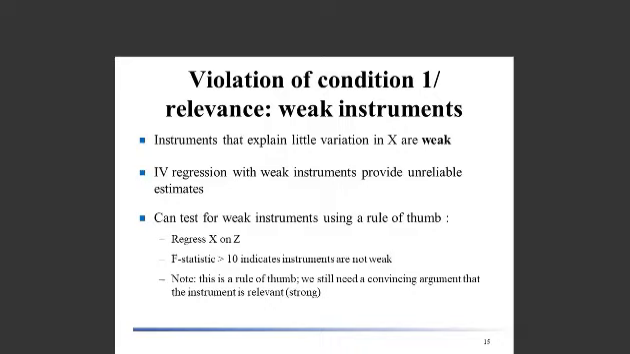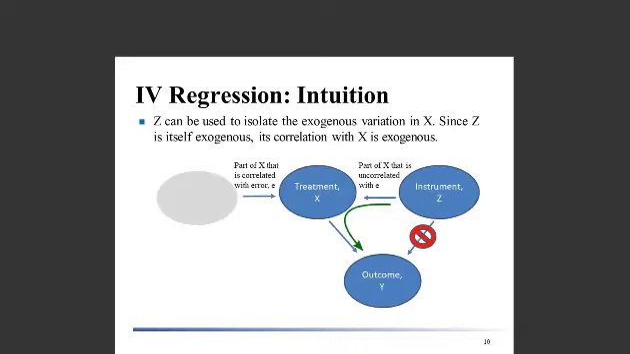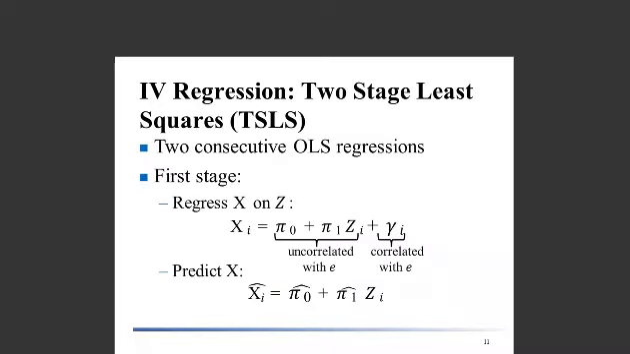Oh, I'm sorry. Let me go over, I think I skipped some slides here. So how do we do this using regression? How do we get this clean component of X that we want? We can conduct two-stage least squares regression. And essentially, it's two consecutive OLS regressions.